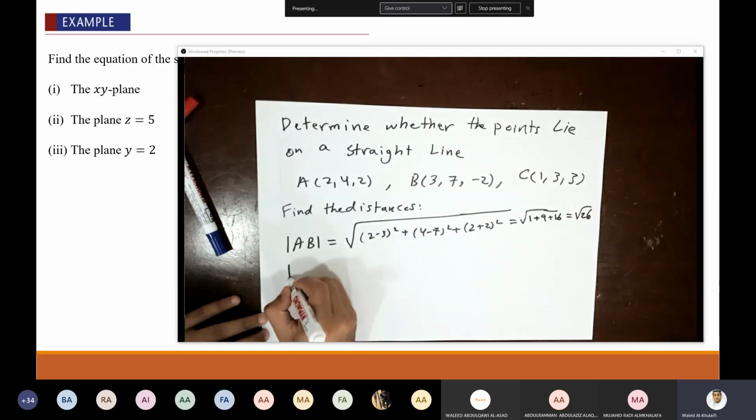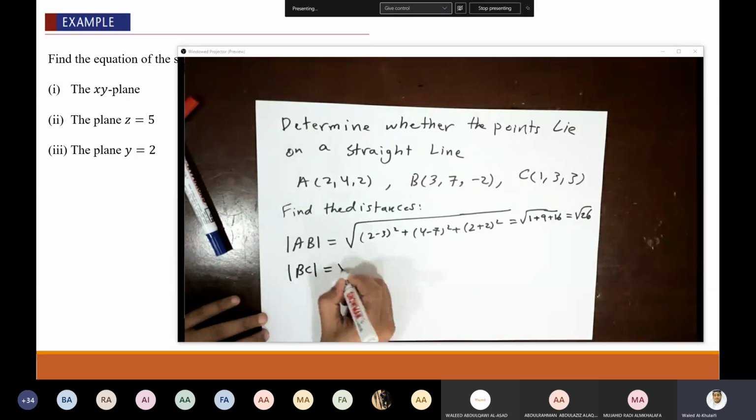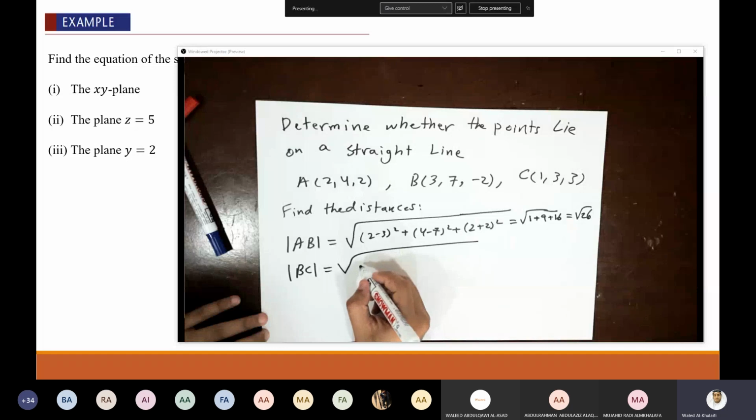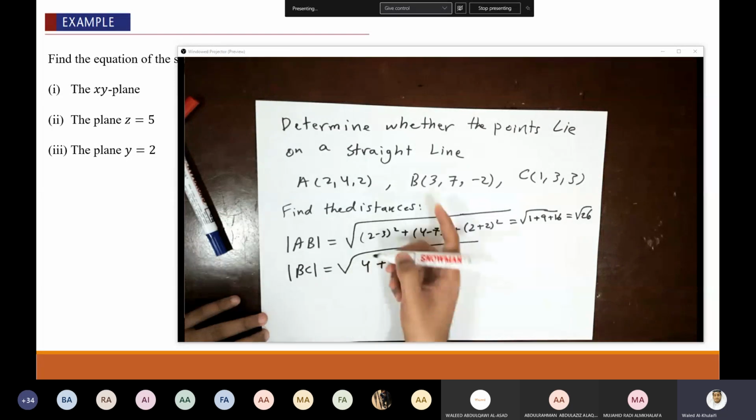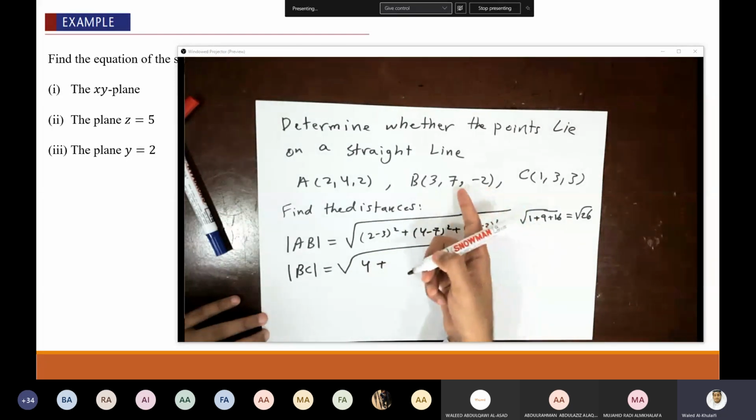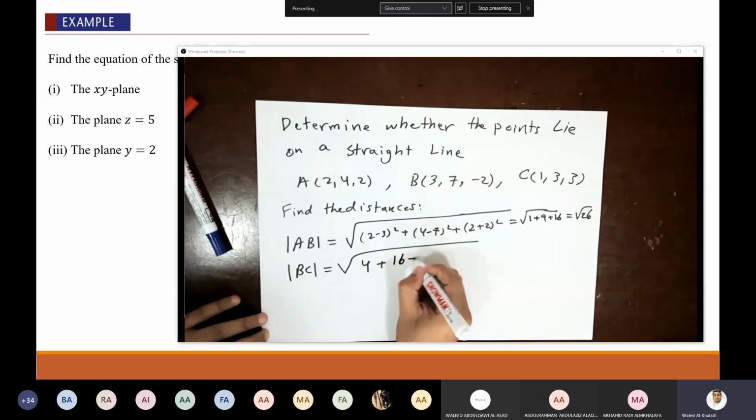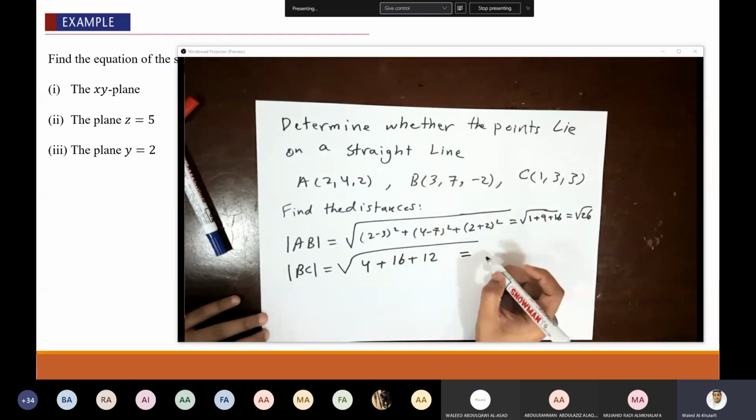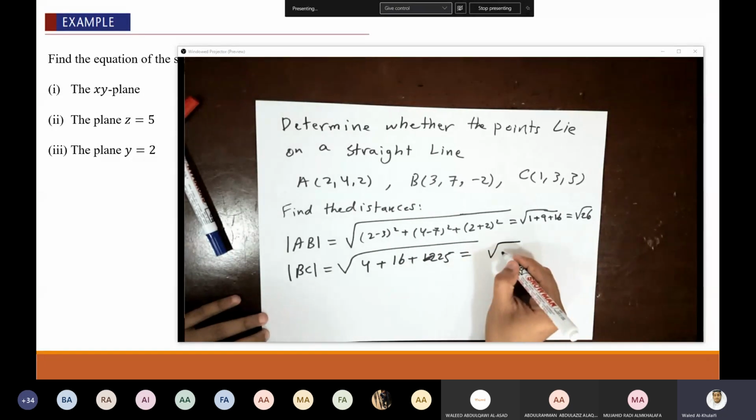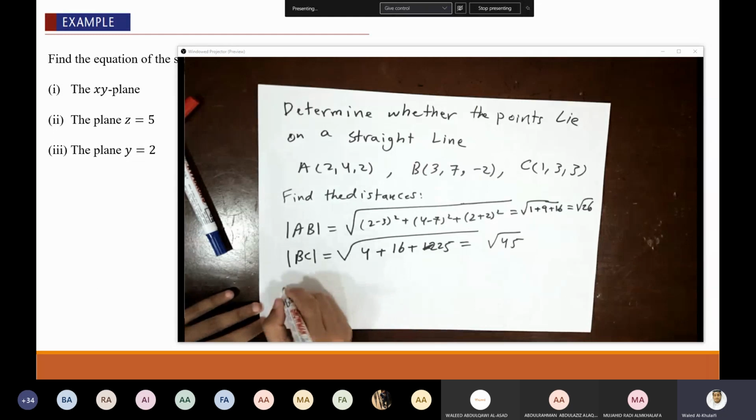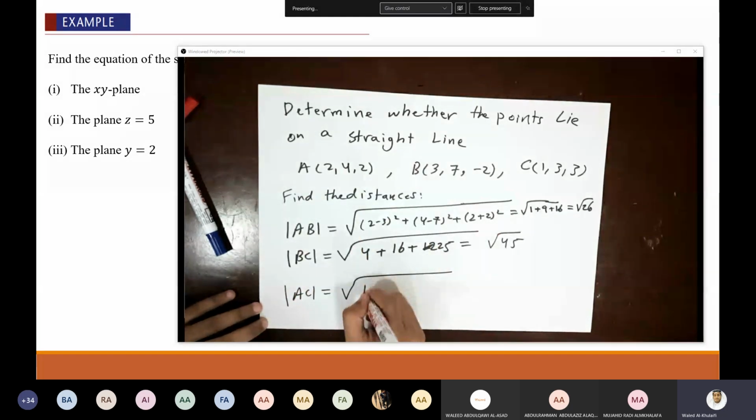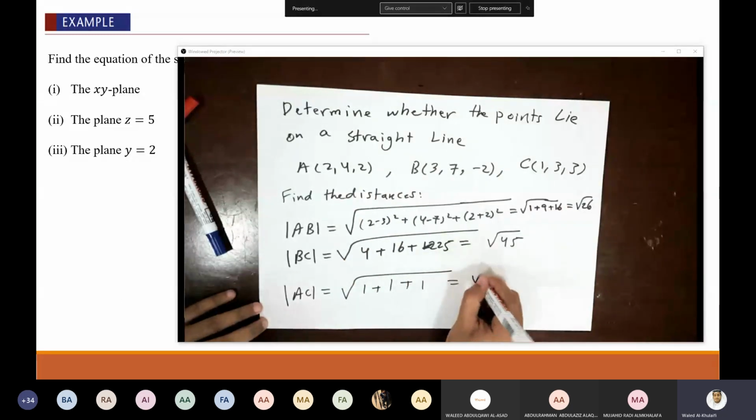The distance from B to C is equal to, I take the difference and then square it. 7 minus 3 is 4, which is 16, and 2 minus 3 is minus 5, which is 25. Sorry, so here we have 20, 45. Then the point AC, which is equal to, you take the difference here, so you have 1 plus 4 minus 3, which is 1, 2 minus 3 which is 1, so we have the square root of 3.